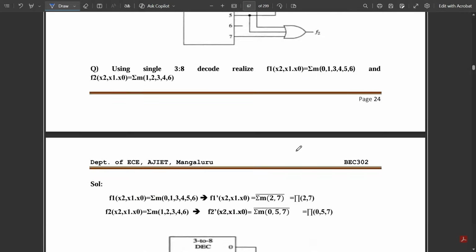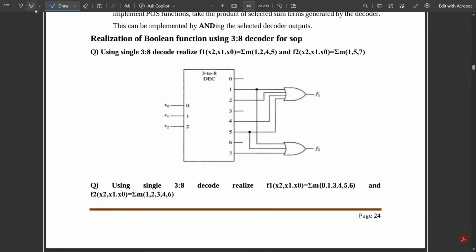Now let's get to some realizations of 3 to 8 decoders, which are very important. One of the questions would definitely be asked related to implementing the 3 to 8 decoder for the following functions. I'll discuss two examples of different kinds. One of them would definitely be asked. Listen to it very carefully. Realization of Boolean function using 3 to 8 decoder.